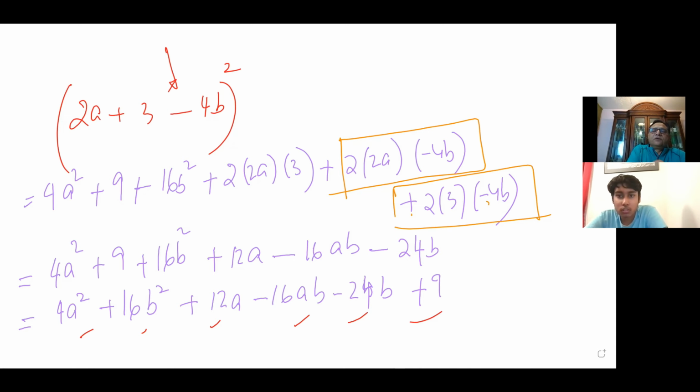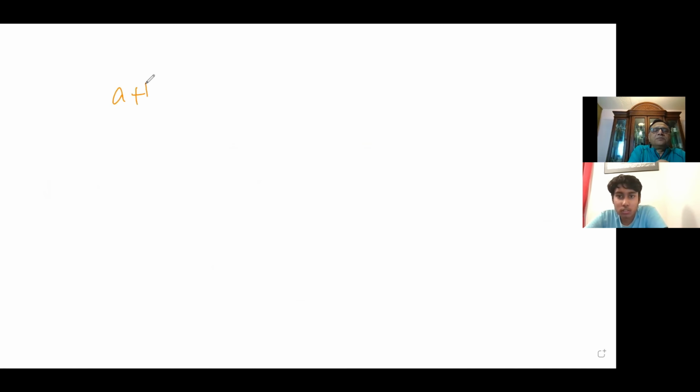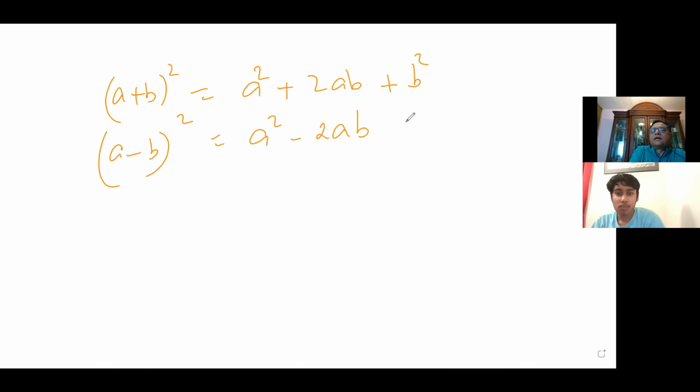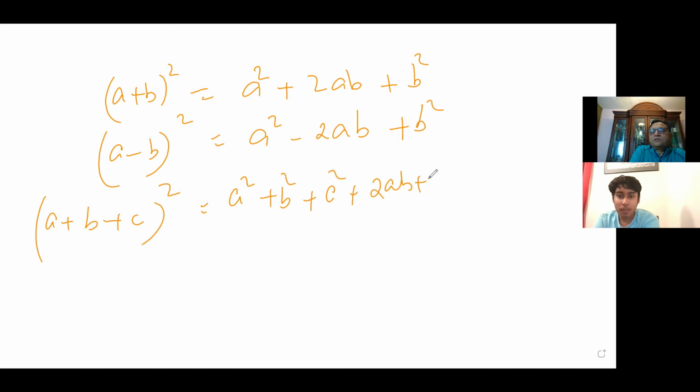So let me now summarize. We learned three perfect squares, which is a plus b whole square equals a square plus 2ab plus b square. And if it is a minus b, the only change is that this term becomes negative, since b is negative, right? Yes, sir. And we also learned that if it is a plus b plus c whole square, then it is not very difficult: a square plus b square plus c square plus 2 times ab plus 2 times ac plus 2 times bc. Is that clear to you? Yes, sir. So when addition is involved, that is what we get.